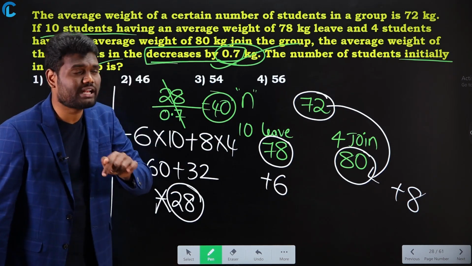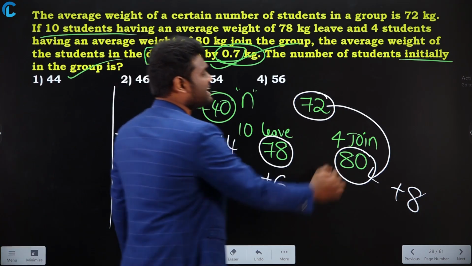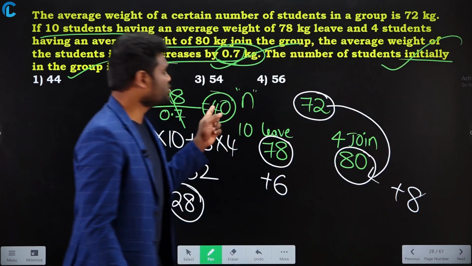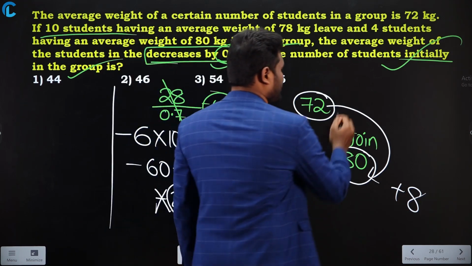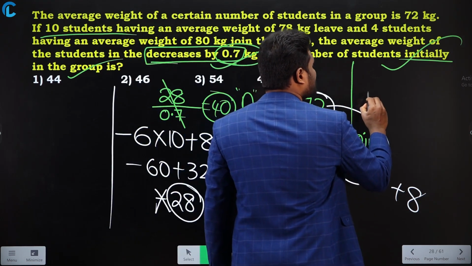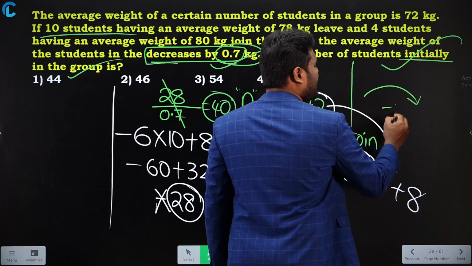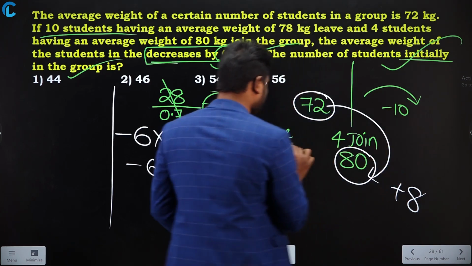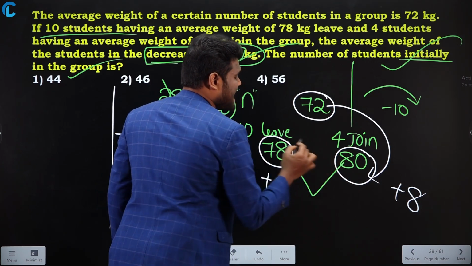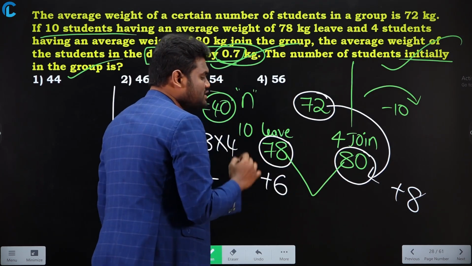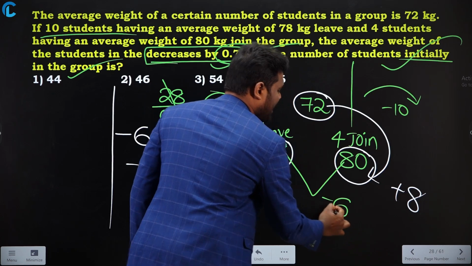But what is your question? Your question is how many students are there initially, but these 40 students are now, not initially. Initially, look here in the question, it is said 10 students left, and 4 students joined, which means I am going to have a difference of 6. Yes or no?